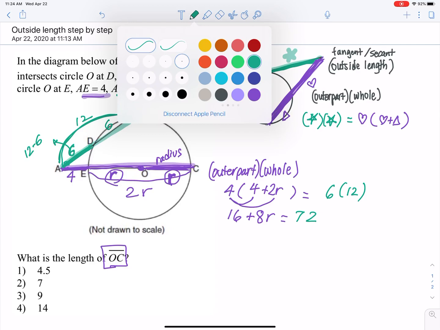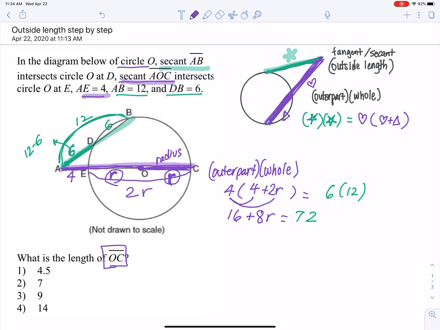I still need to solve for r, so the opposite of plus 16 is minus 16. What we do on the left, we do to the right. And so we have 8r equals 56, because it's 72 minus 16. Now, I want to solve for r between 8 and r. This is multiplication, so the opposite would be division. So I divide by 8 on the left. What I do on the left, I do to the right. And so 56 divided by 8 is 7.